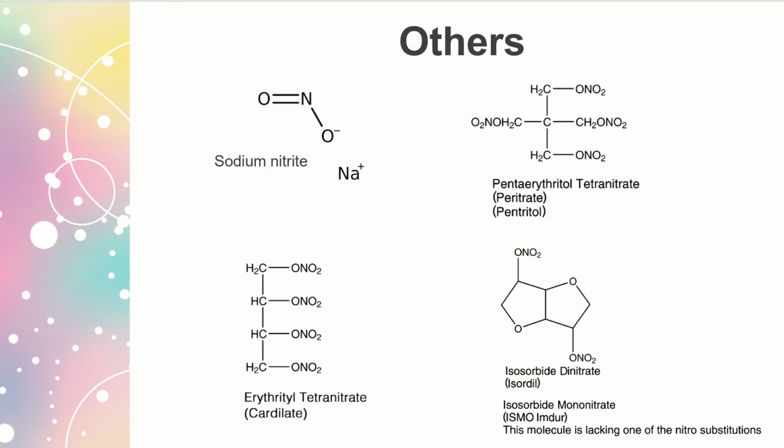So we have some other nitrates. We have sodium nitrite, and that's the structure. We saw some of these already. Essentially you have dinitrates, you have tetranitrates, and this structure is arranged differently, but this is still a tetranitrate, and of course we have sodium nitrite.